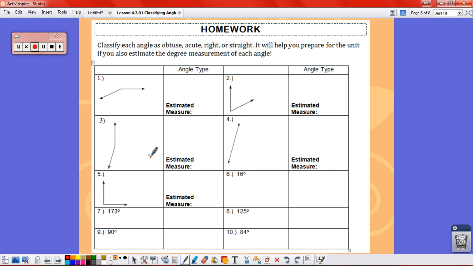And that is classifying angles, a very short lesson. In fact, in most classes I had some extra time at the end and gave them some practice identifying triangles, acute, right, and obtuse triangles. But that is it.